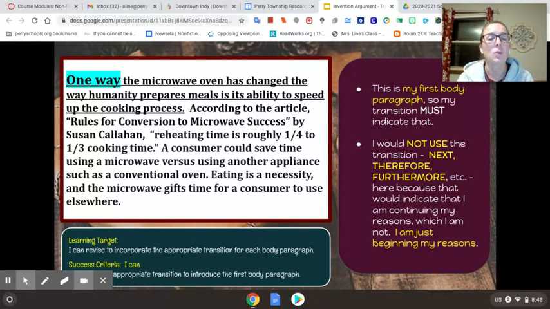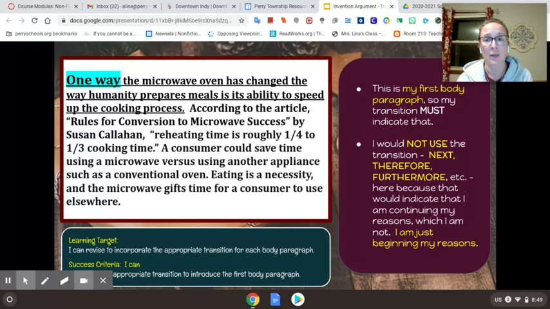So I said, one way the microwave oven has changed the way humanity prepares meals is its ability to speed up the cooking process. So remember, this is our topic sentence. All right, this is what we worked on a few days ago. I think it was Tuesday we worked on these topic sentences. And so you had to have a transition in there anyway. So now you have a plethora of lists. If you don't like the transition that you chose, you can totally choose another one.